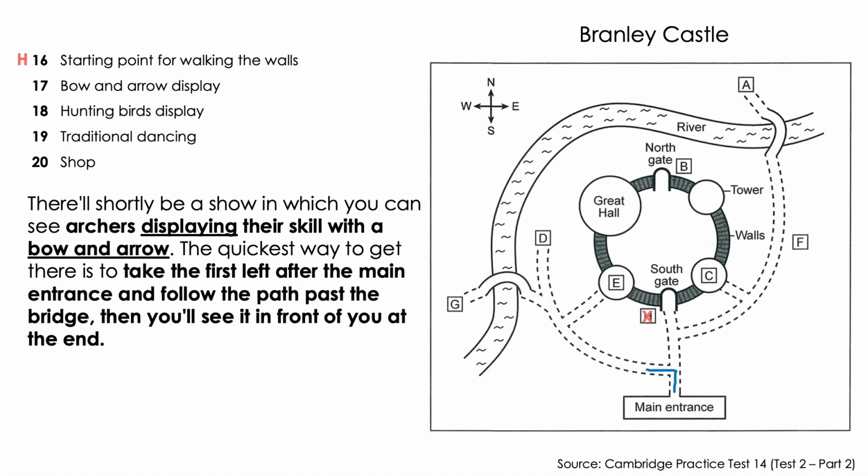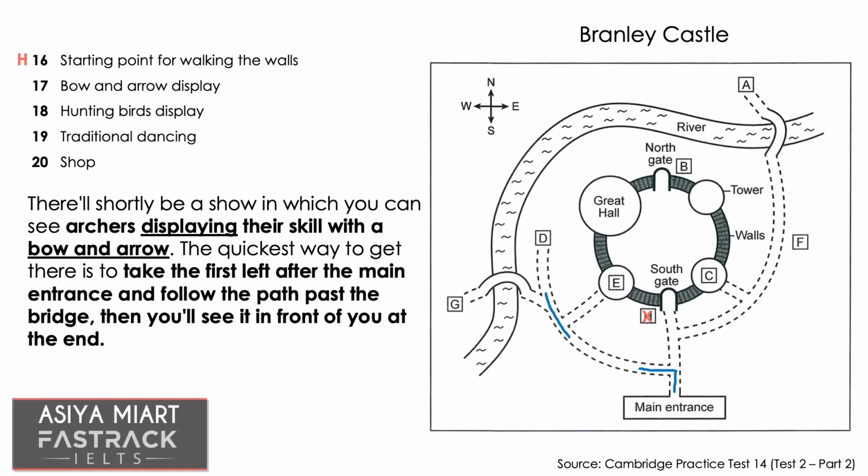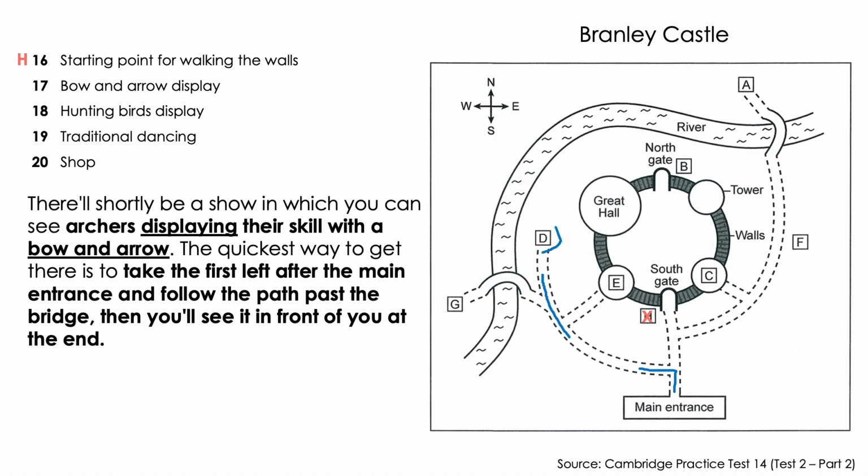Okay, first left. And follow the path past the bridge. So past the bridge. And you see it in front of you at the end. So here it is. Please note that past the bridge means you pass near the bridge. You don't cross it. The correct answer is D, and option G is a little trap for you.